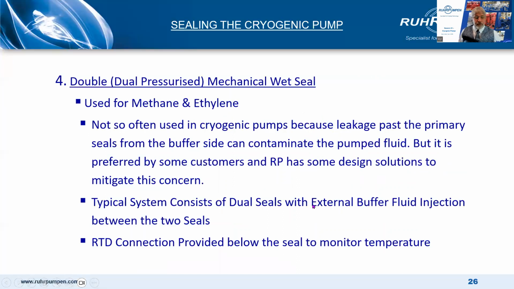And finally, and far less commonly, a dual pressurized wet seal with Plan 53. Now, this is not used nearly so often on cryogenic pumps. There's a concern that the barrier fluid, the buffer fluid, can contaminate the pumped fluid. But some customers prefer it, and so it is one that is sometimes used.